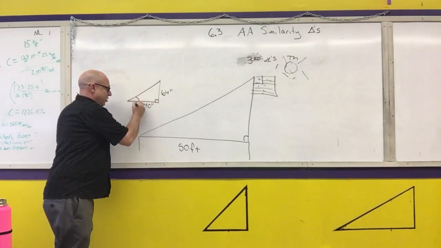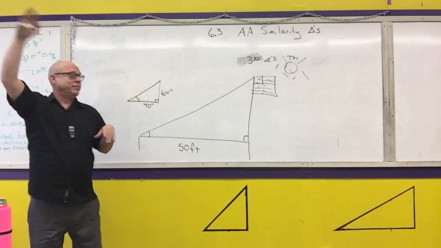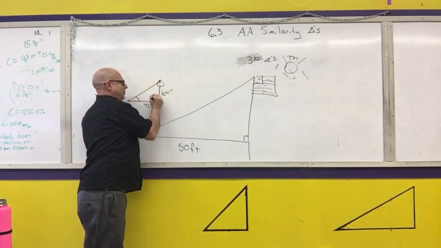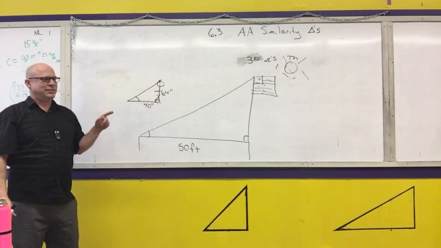Notice this angle and this angle are congruent to each other because the sun is in the same spot in the sky for both of them. So this is person. Okay? That's like an Atticus.